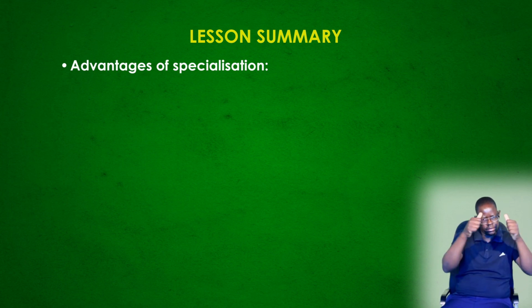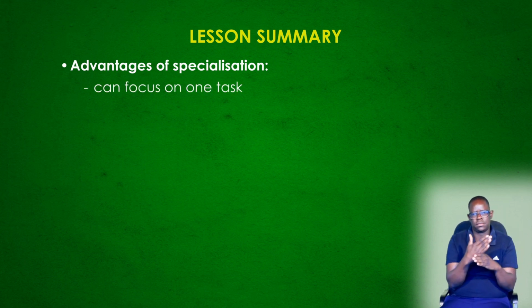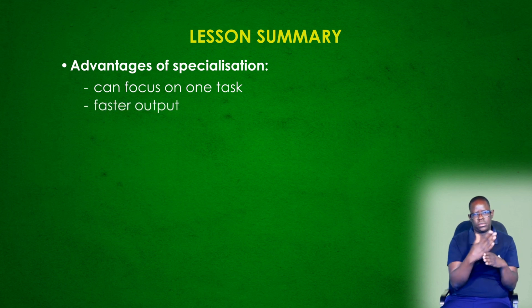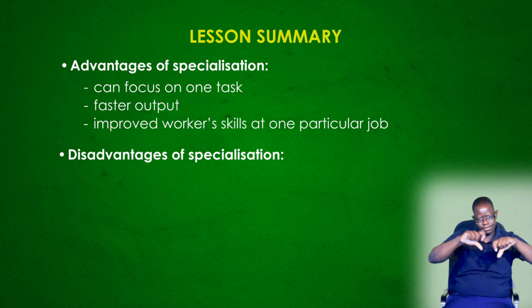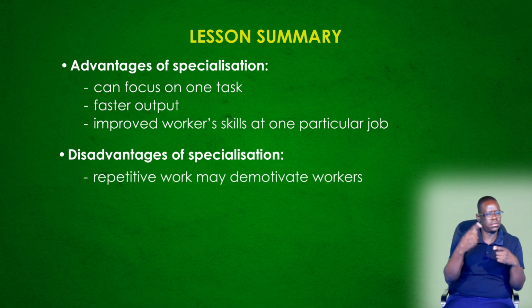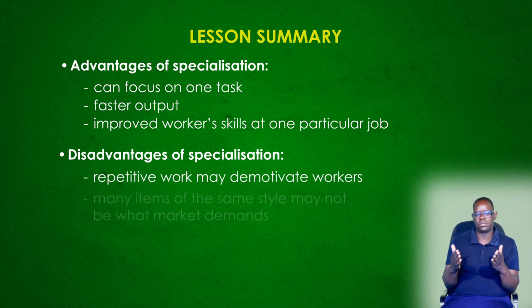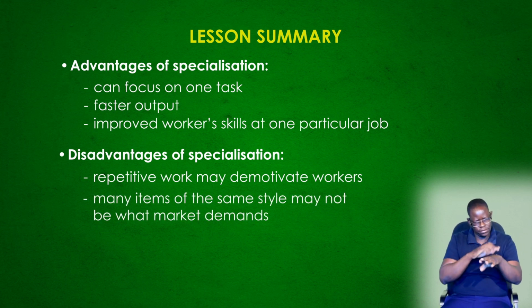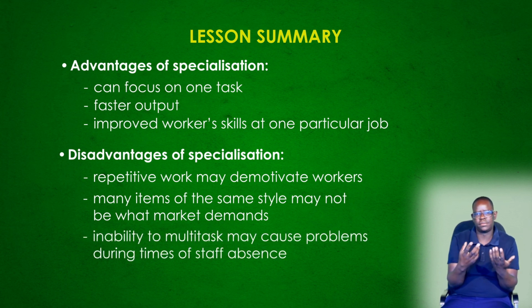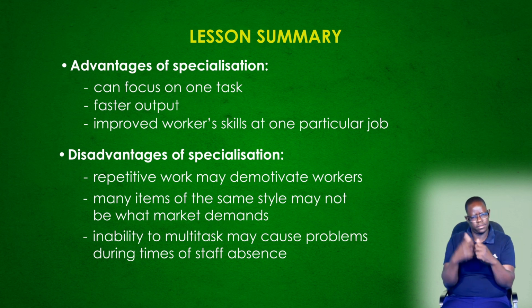Advantages of specialization are that specialized labor needs to concentrate only on one task. Output is likely to rise as specialization leads to faster output, and worker skills at one particular job are good. And disadvantages of specialization include that repetitive work may lead to demotivation of workers. The production of many items of the same style may not be what the market demands. And workers can become inflexible and unable to perform other tasks, which could cause problems during periods of staff absence.